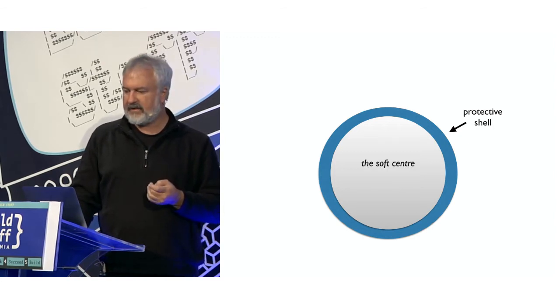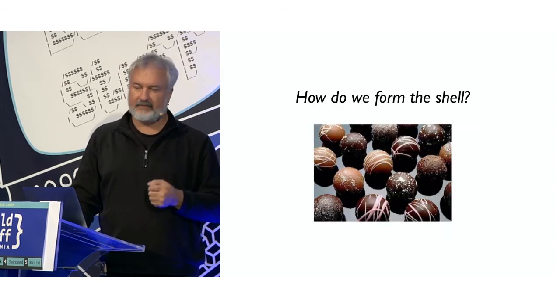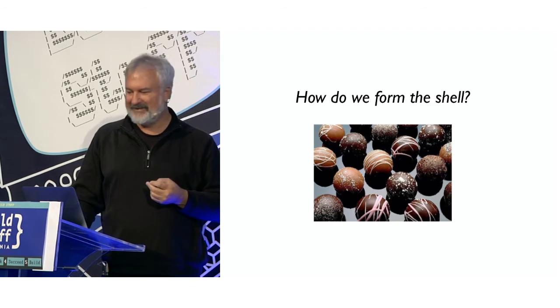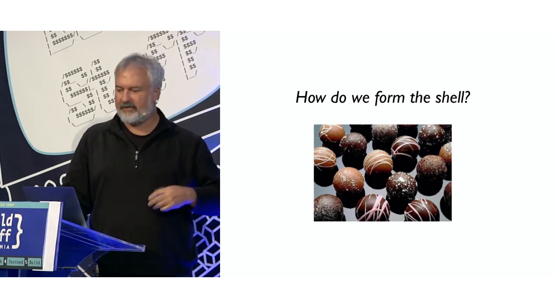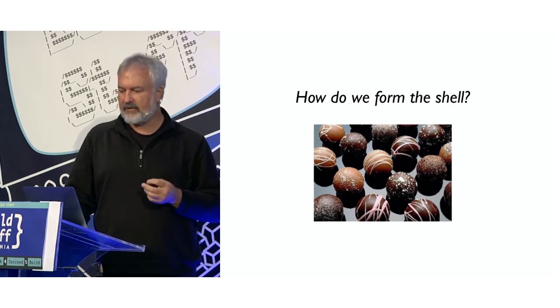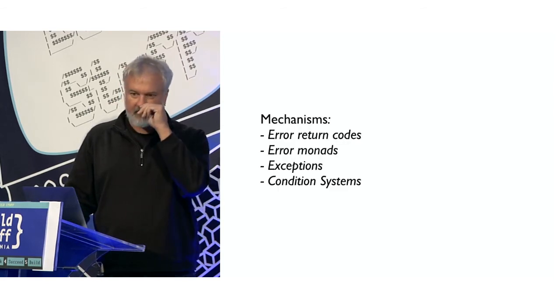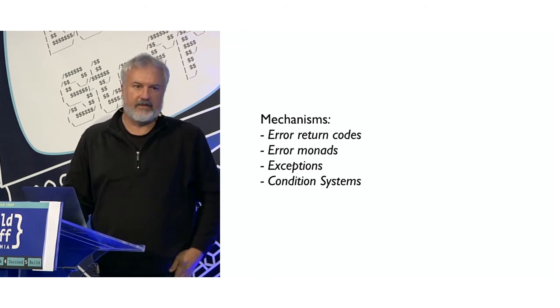So, protective shell, soft center, trusted zone, it should just work. Kind of like candy. Anybody hungry? Right. So the big thing becomes how do we form this shell that basically serves as the outer layer of some context within our programming. And we have tons and tons of different possibilities for this, right?